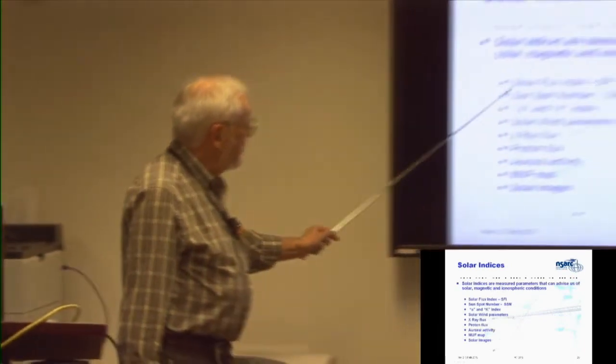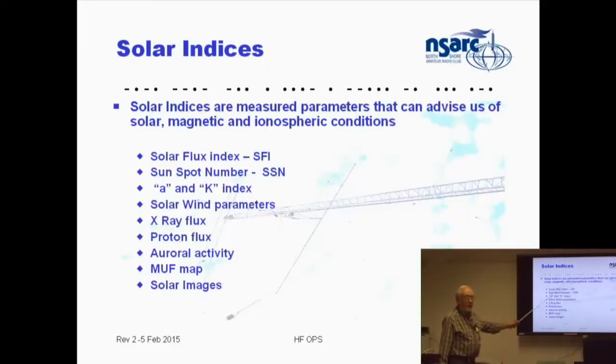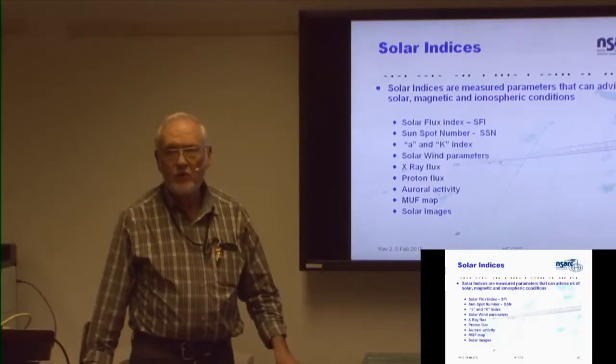This one, the solar flux index, SFI, we talk about that a lot. We say, oh, what's the solar flux today? Oh, it's 110 or something. Some people prefer to use the sunspot number, which is when some poor bloke somewhere, or a lot of them, try to count the number of sunspots on the surface of the sun.